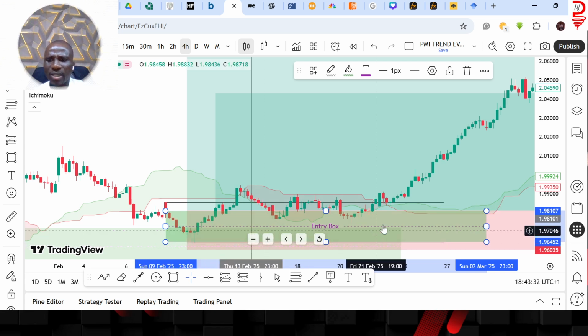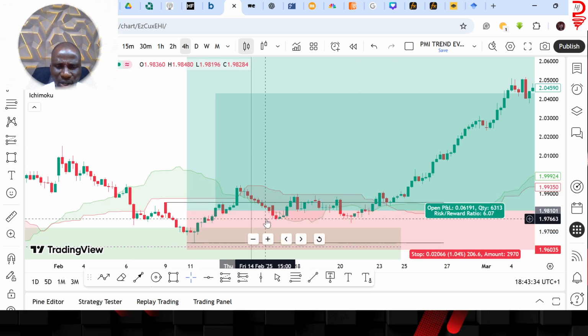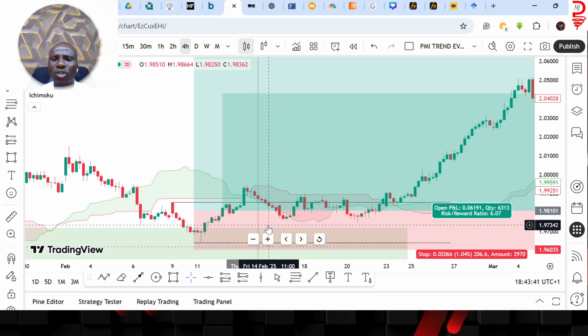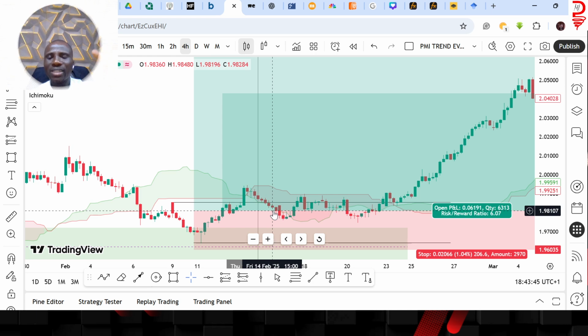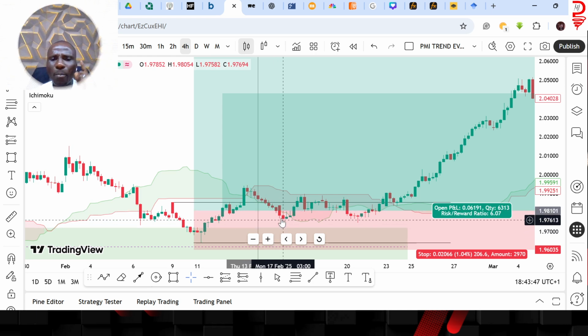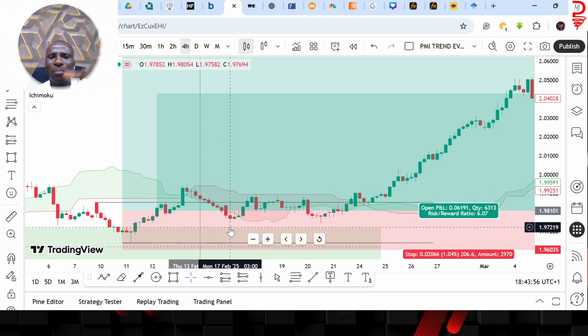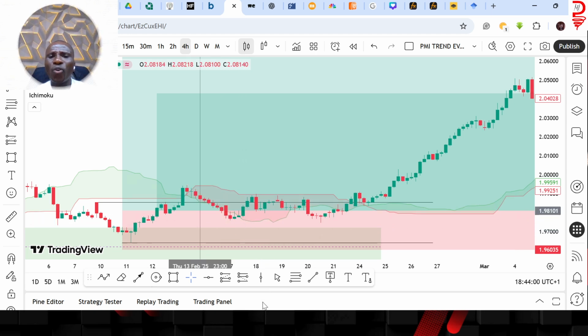So let me just remove this one. This is your entry now, so that you can see it clearly. The market enters this place. Assuming you are to pick your trade on the daily, you will enter the trade from this place, then you let it run to get ratio 1:6. But because we want to pick ratio 1:18, you now wait for the market to come down on the 4 hours, enter the entry price, then you wait for another engulfing move.